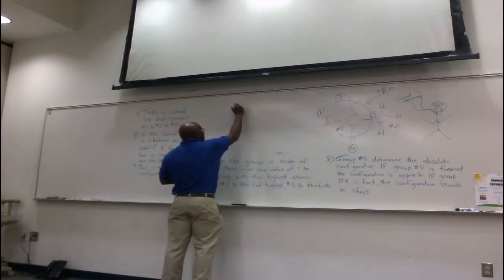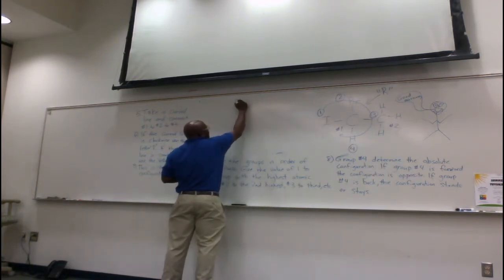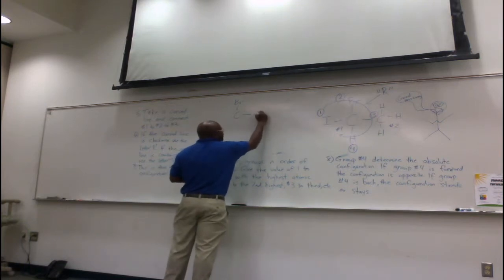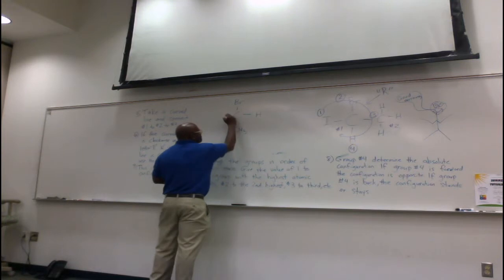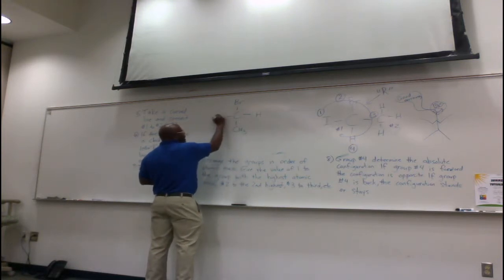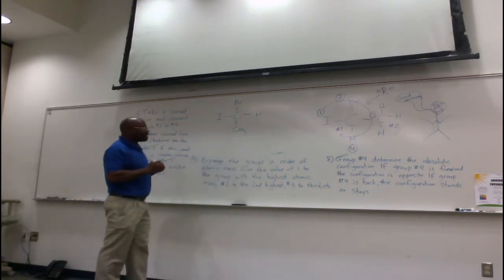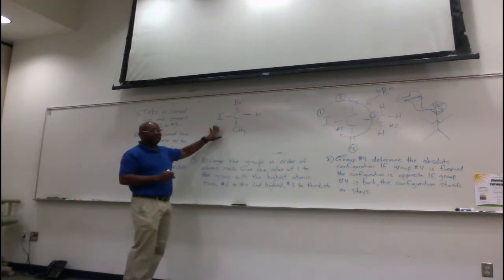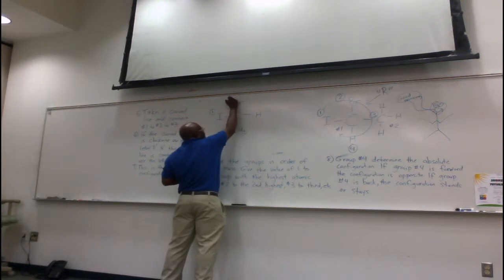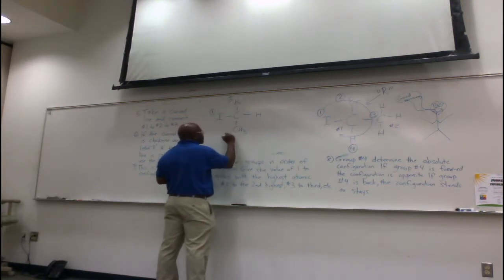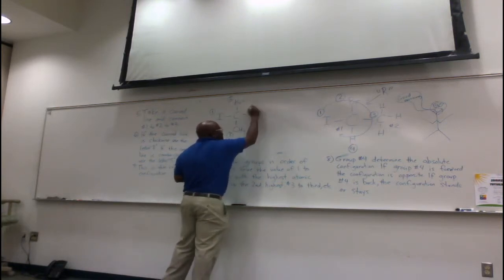So I got a molecule. I got H, I got a Br, I have an H, I have a CH3, and I have an I. This is how I got my little groups. I didn't label them, so let me change my little label here. This is 1, that will be number 2, this is 3, and that's 4.